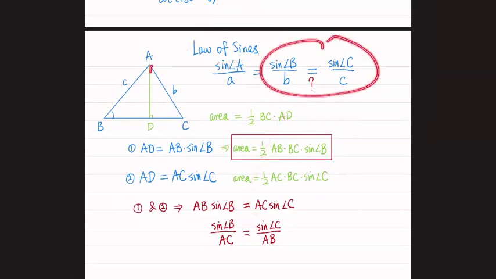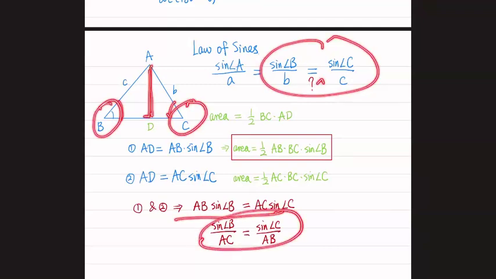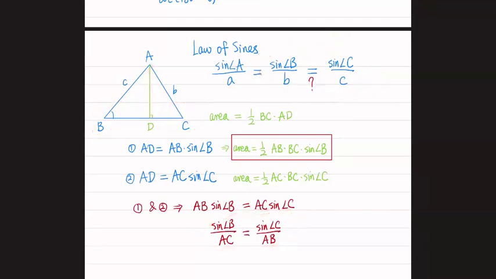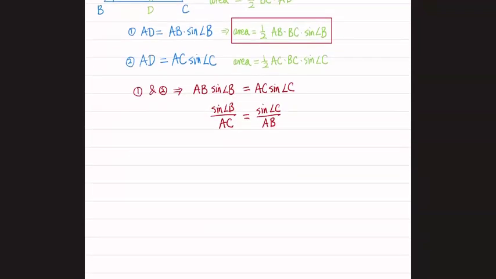We can draw perpendicular lines and find two equivalent expressions for the height. One uses angle B, one uses angle C. Then they must be the same. You can prove the rest in a similar way. You draw perpendicular lines. Okay, so I will skip that part. And so this is the law of sines.